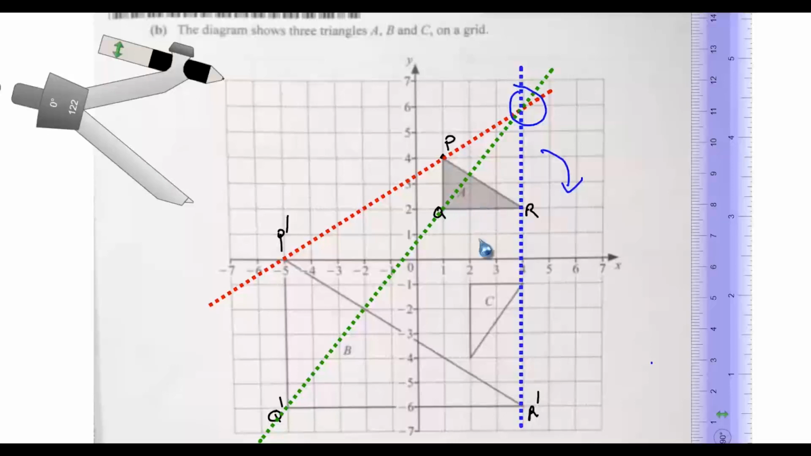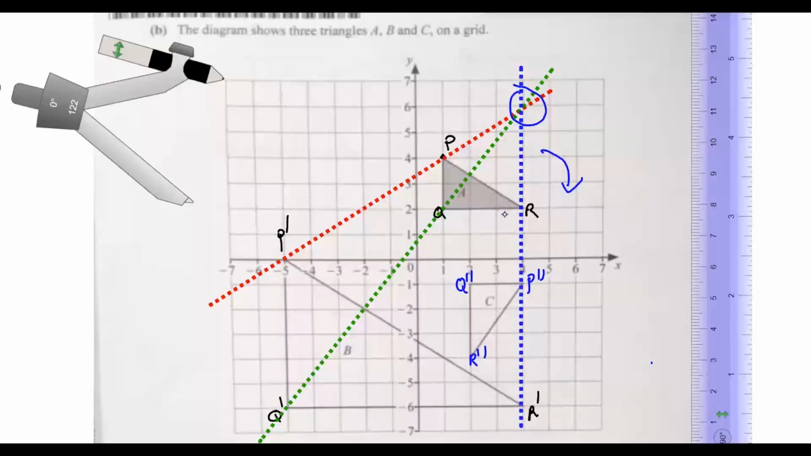Let me call this P prime, and this will be P prime prime, and this will be R prime prime, and this will be Q prime prime. If you observe the two triangles A and C respectively, you see that it is rotated clockwise by 90 degrees. Okay, then we need to find the center of rotation. That is what we need to do.